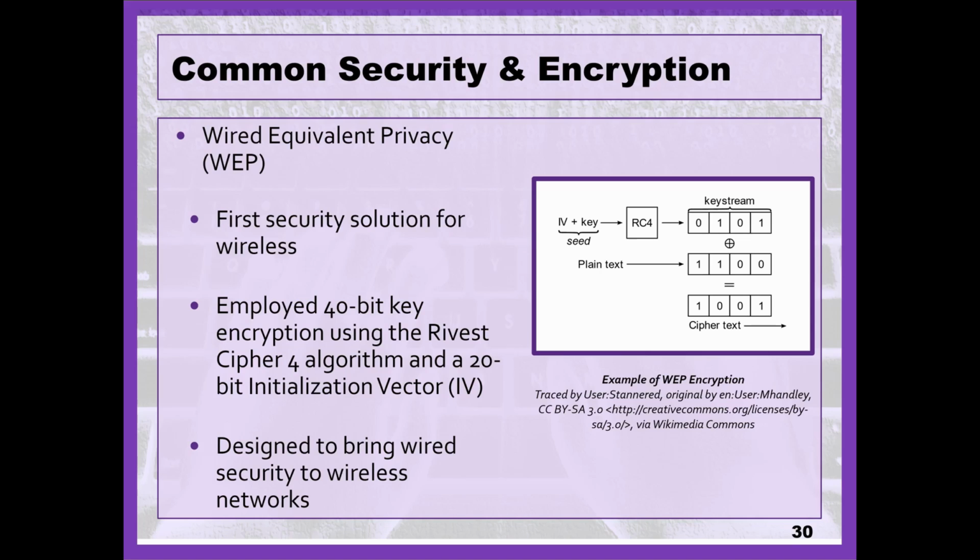WEP was released in 1999 and was designed to provide the same security level as a wired network. It used a static key consisting of a 40-bit key with a 24-bit initialization vector. This IV is an arbitrary number that, when used with the key, encrypts and decrypts data. However, the IV was sent in clear text. Additionally, WEP used the Rivest Cipher 4 algorithm for encryption, which is a stream cipher dependent on a stream of data and is one of the most widely used stream ciphers because of its speed and simplicity.